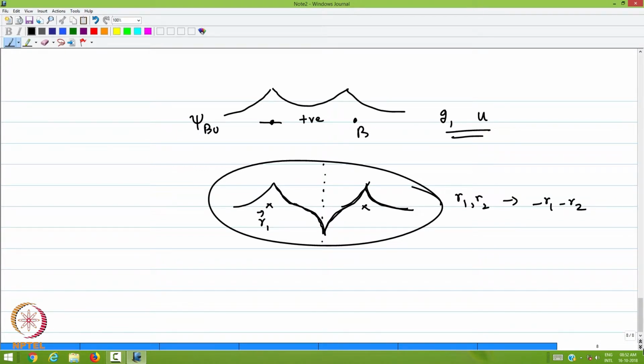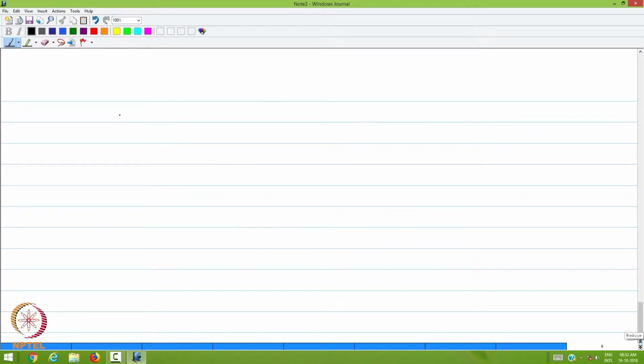Okay. In the case of helium 2, we still have the same thing, 1 sigma U and 1 sigma G.